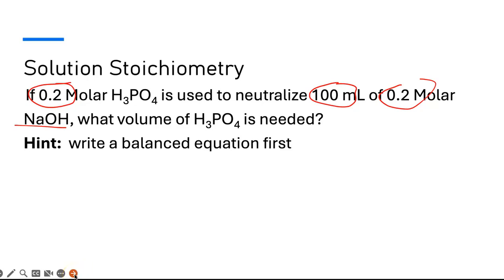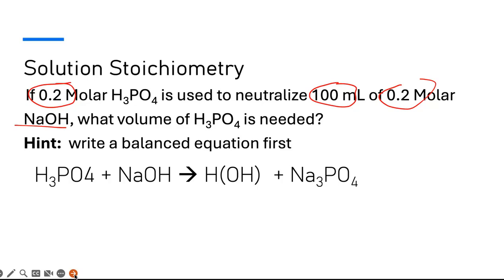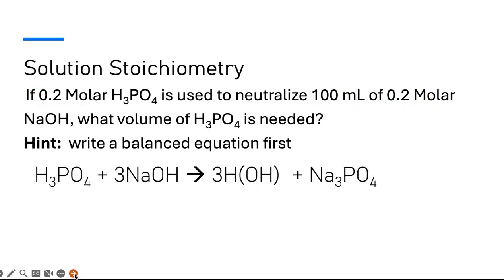And so the first thing, of course, is to write that balanced equation. And so here is our equation. Obviously, it's not balanced. So in order to balance it, I've got to add those coefficients. So go ahead and take a couple of moments if you haven't already solved this one and see what you can do.